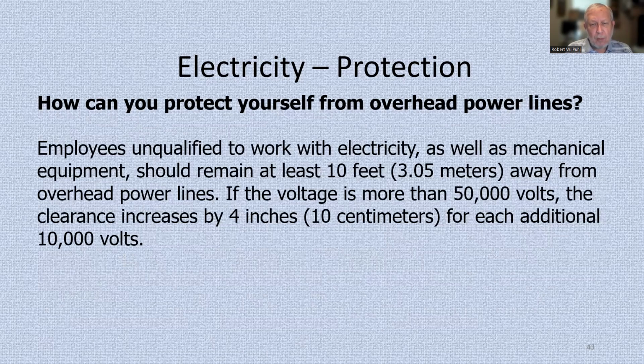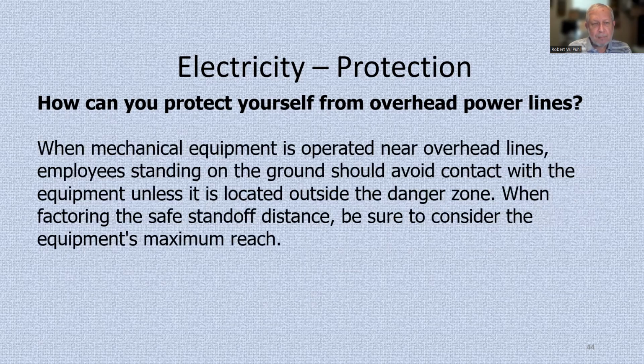Employees unqualified to work with electricity as well as mechanical equipment should remain at least 10 feet away from overhead power lines. If the voltage is more than 50,000 volts, the clearance increases by 4 inches for each additional 10,000 volts. So the higher the voltage, the further away you should stay.